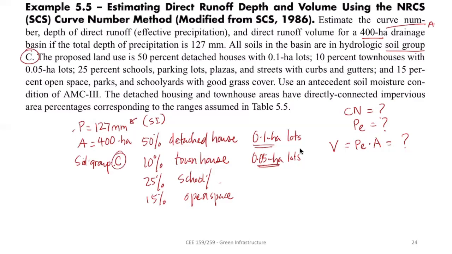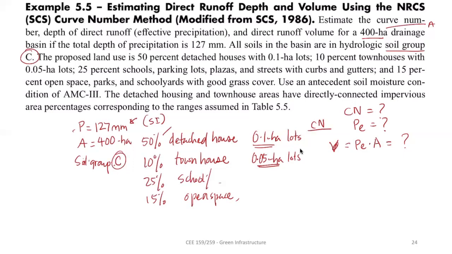And then it says that the land use has different types of properties. It says 50% is townhouses with a lot size of 0.1 hectare, another is 0.05 hectare lots. And 25% is school, parking lot, plaza, and streets with curbs or gutters. And 15% is open space. So all those factors are given so that you can calculate the curve number. So let's see what the curve number is for those.